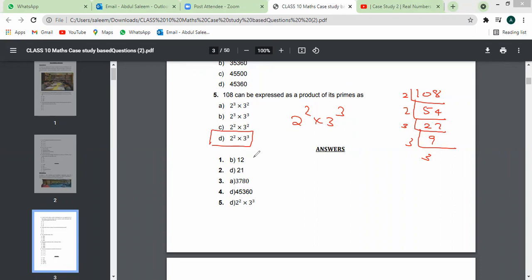So the first answer is 12, the second answer is 21, the third answer is 3780, the fourth one is 45,360, and the fifth one is 2 square into 3 cube. These are the answers.